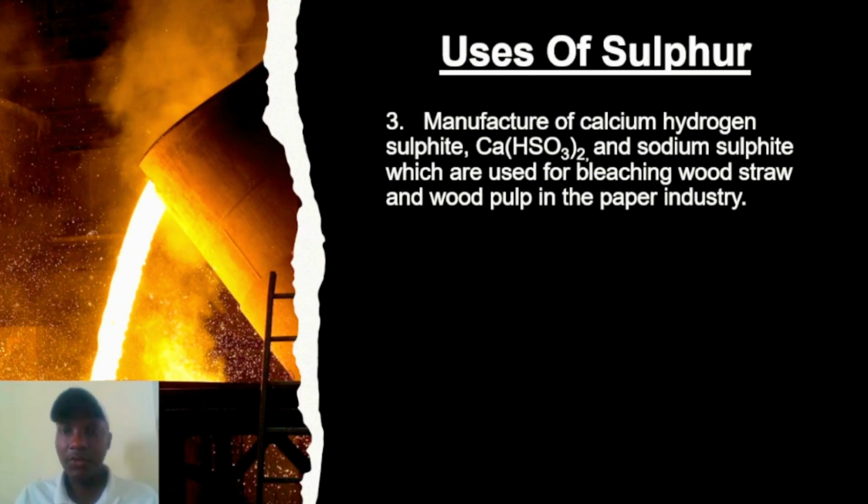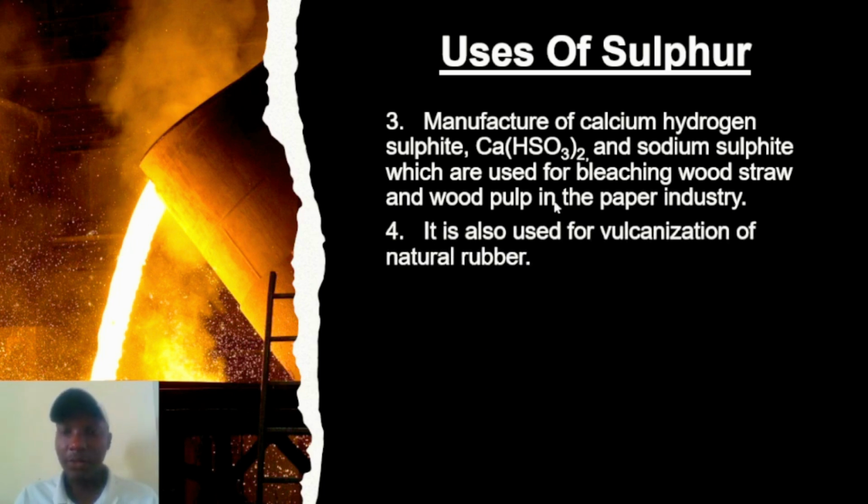The other use of sulfur is in the manufacture of calcium hydrogen sulfite and sodium sulfite, which are used for bleaching wood, straw, and wood pulp in the paper industry. So you can find sulfur used in the paper industry to manufacture these compounds, calcium hydrogen sulfite and sodium sulfite, which are very useful within this industry for bleaching wood, straw, and wood pulp.